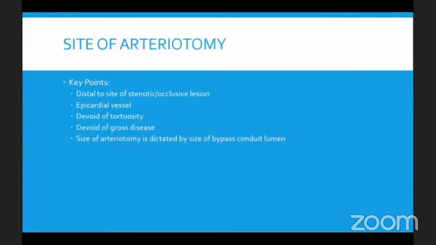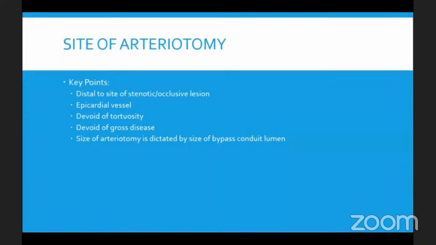The site of the arteriotomy is primarily dictated by the location of the stenotic or occlusive lesion, which can be determined by preoperative imaging in conjunction with manual intraoperative palpation. In general, ideal arteriotomy sites are distal to the stenosis or occlusion, epicardial, and devoid of tortuosity or gross disease.